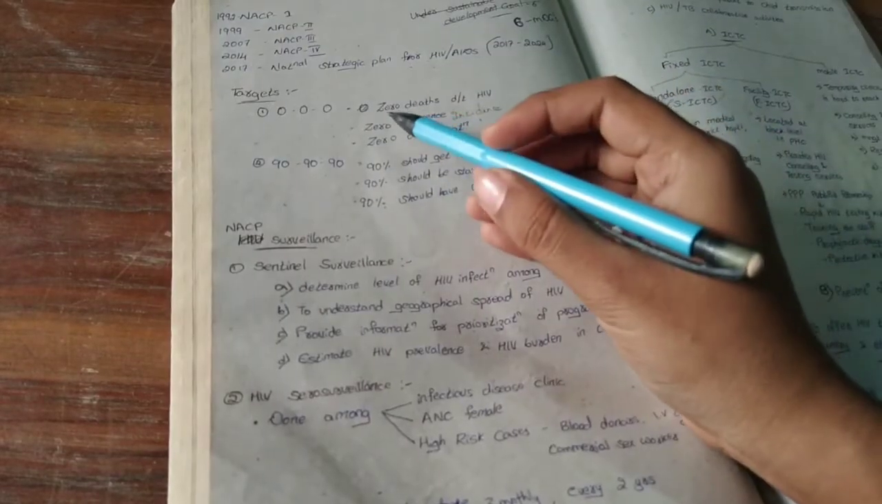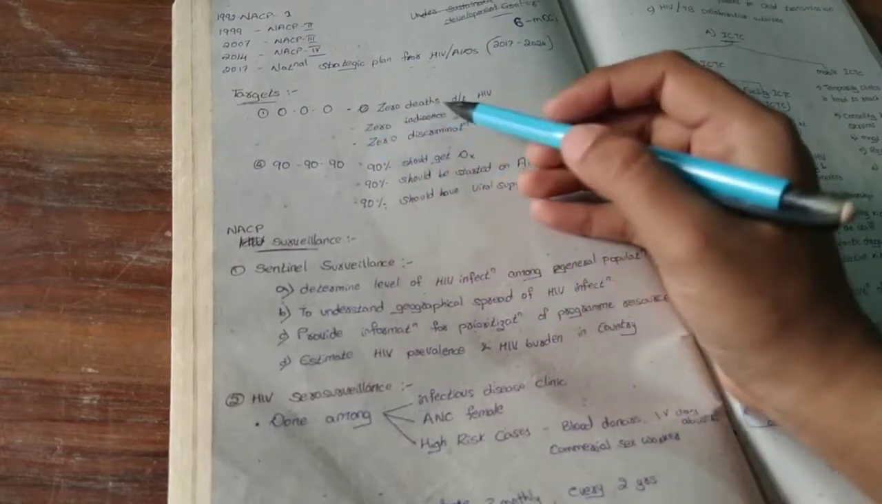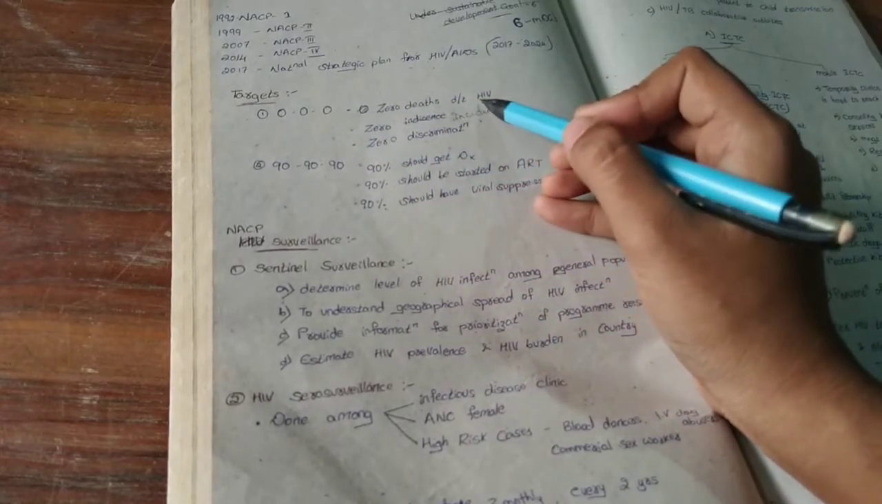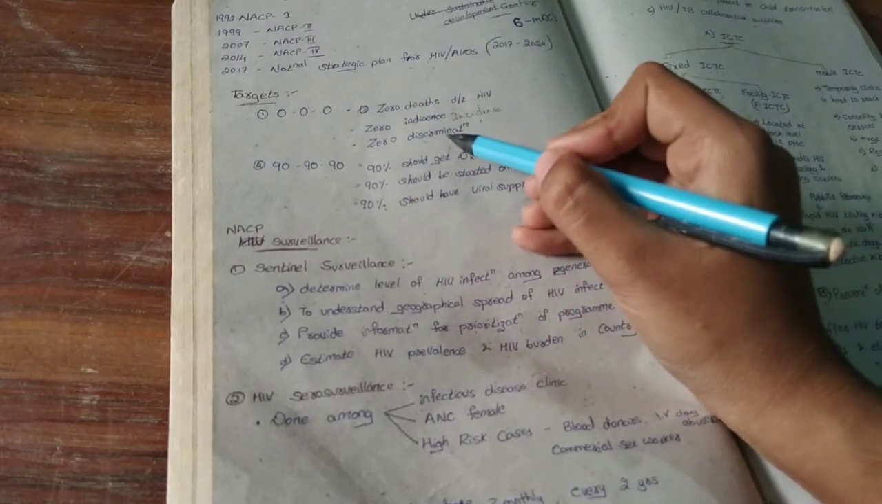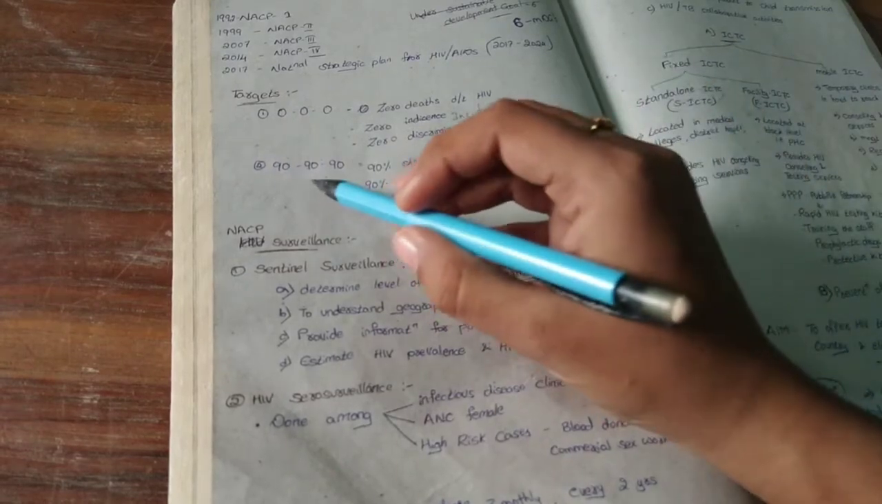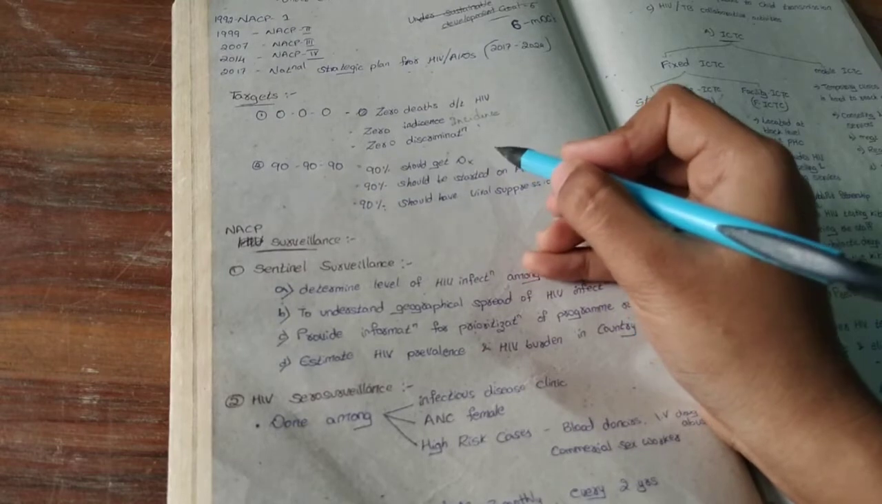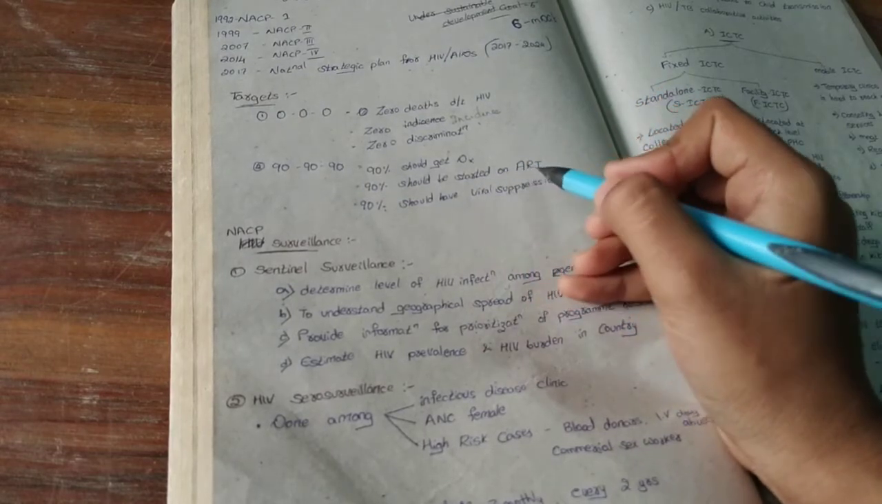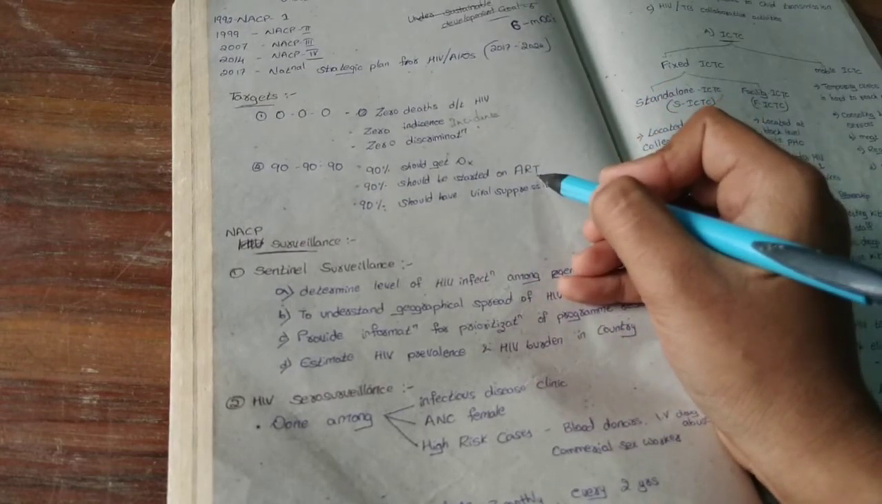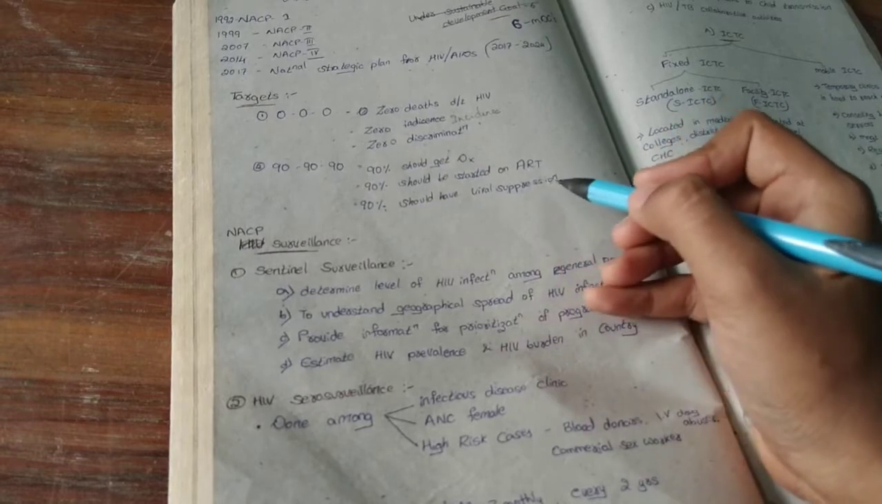The main targets include 000, that is zero deaths due to HIV, zero incidents and zero discrimination. And the second target is 90-90-90: 90% of them should be diagnosed. Out of them, 90% should be started on antiretroviral treatment, and out of them, 90% should have viral suppression.